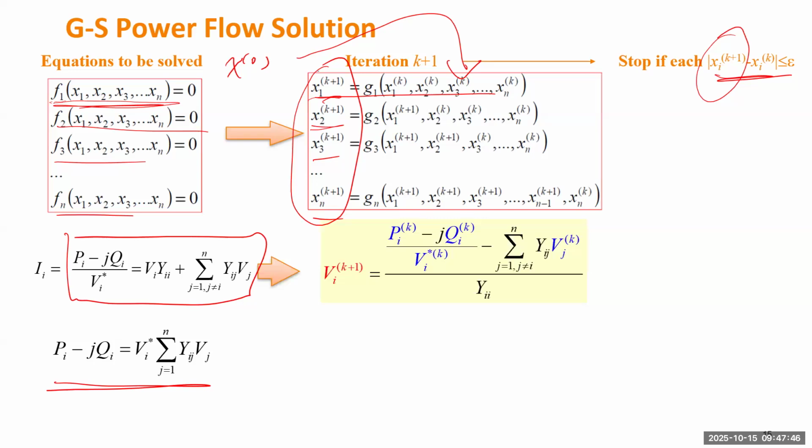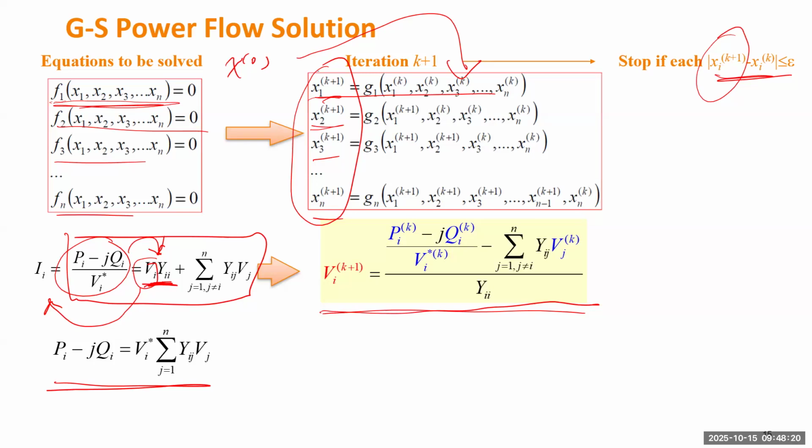The first equation can be transformed into this form. What we did is we first move this item to the right-hand side, and we move this V_i to the left by dividing both sides by Y_i. So we'll have this formula. We just made a very small change to this equation.